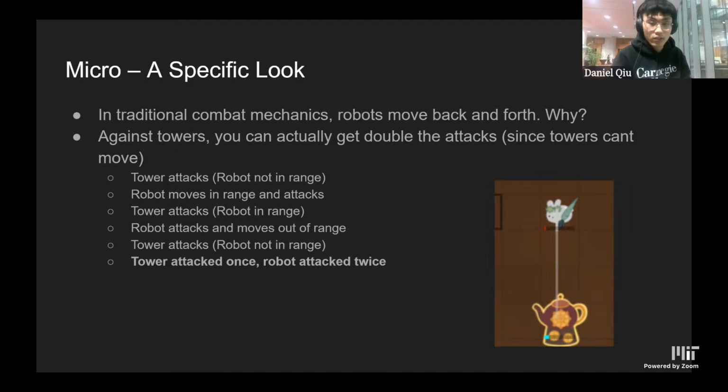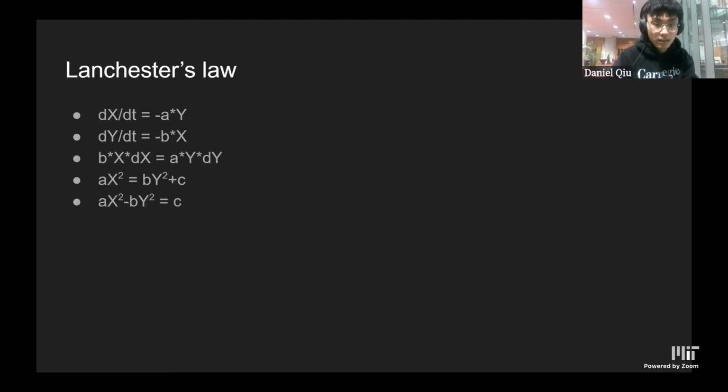So rather than facing the tower head on, you can move into the tower's range and attack, the tower attacks you back, and then you attack and move out, so the tower can't attack you anymore. And this works against other bots as well, other soldiers or anything else. So yeah, next slide.